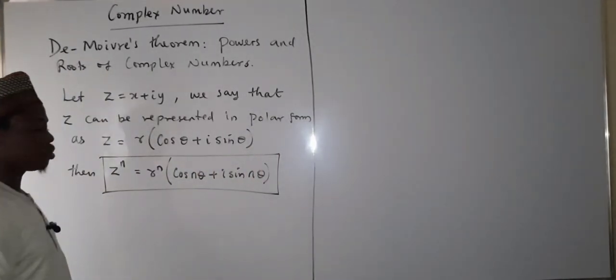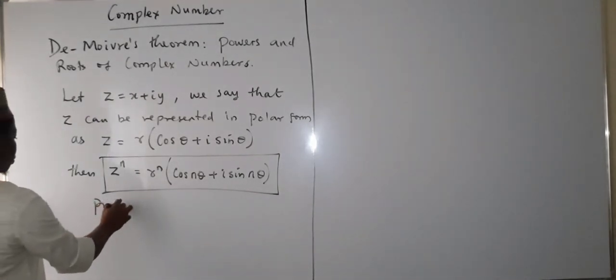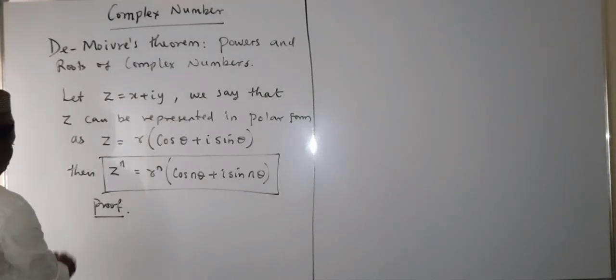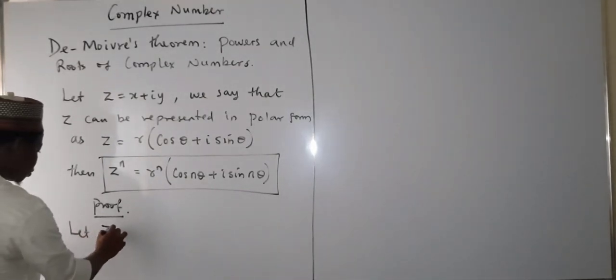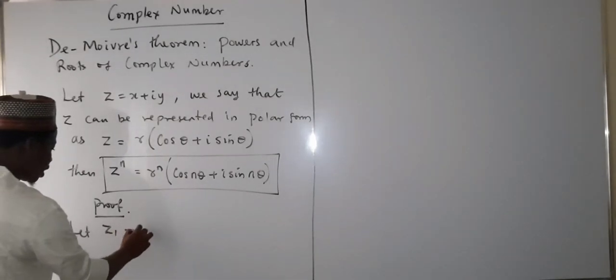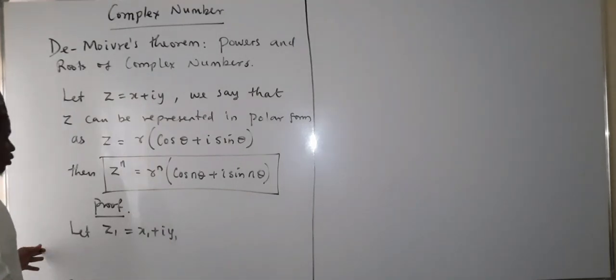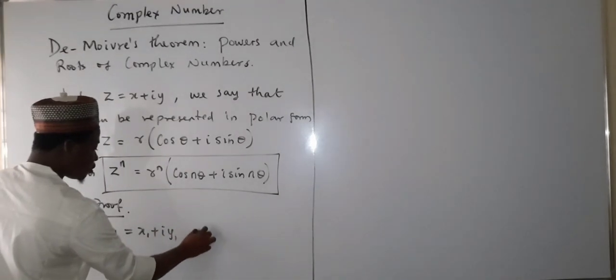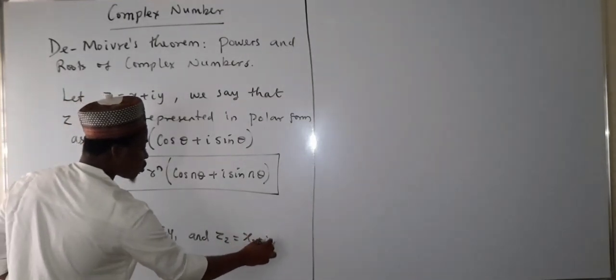Then how do we show this? So we say let z1 be equal to x1 plus iy1, and z2 to be equal to x2 plus iy2.